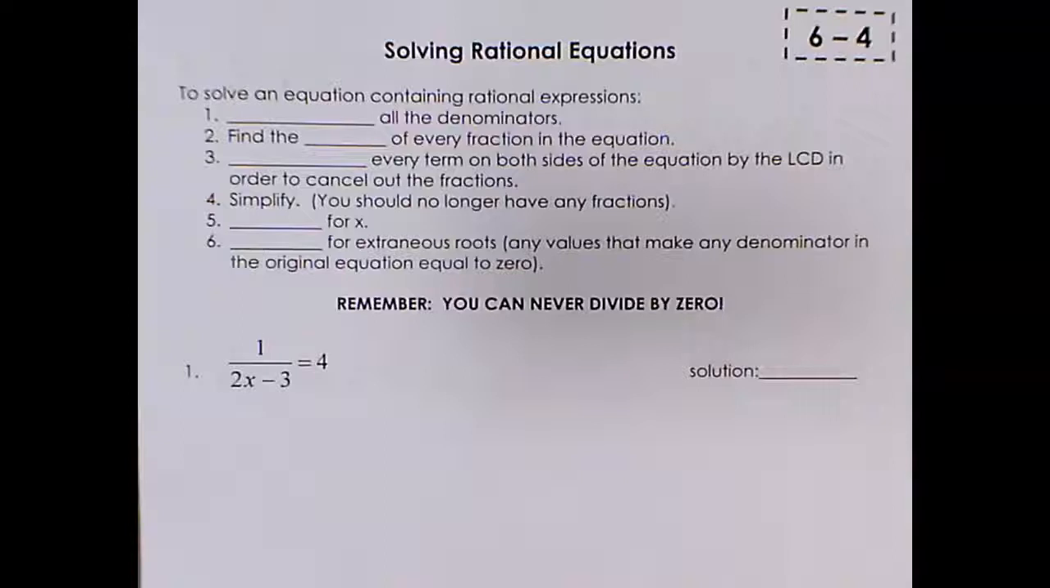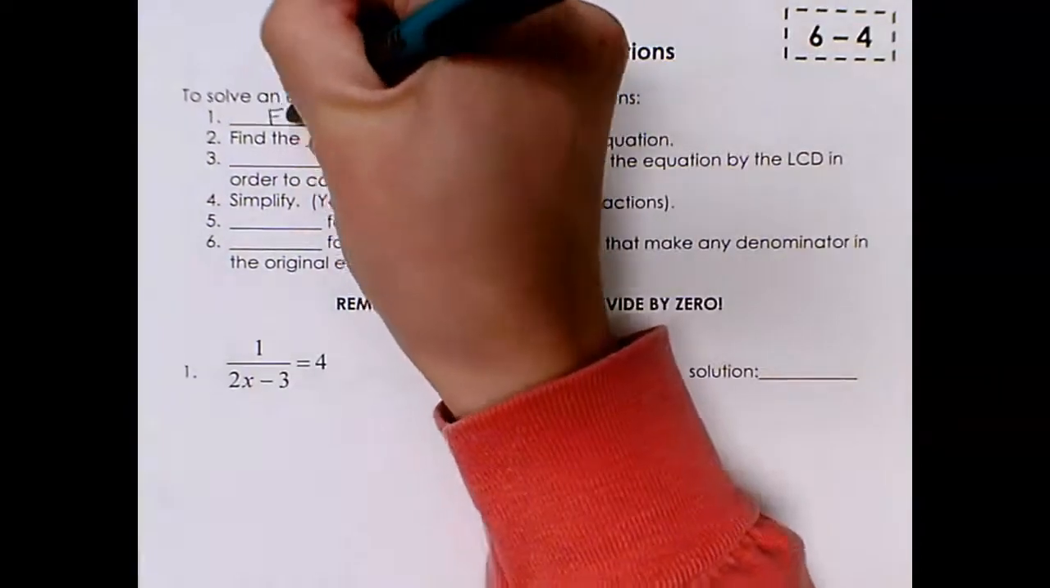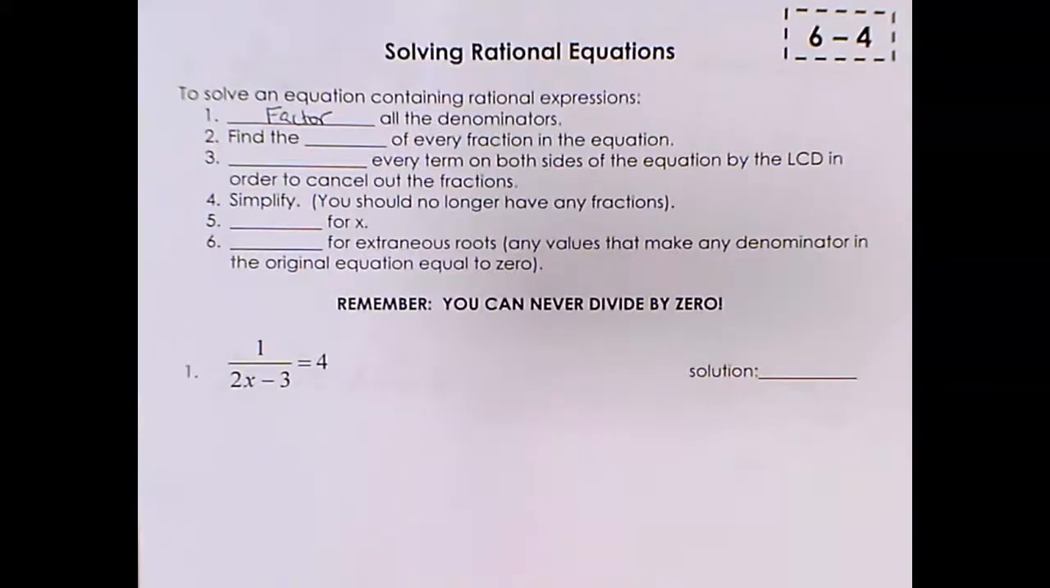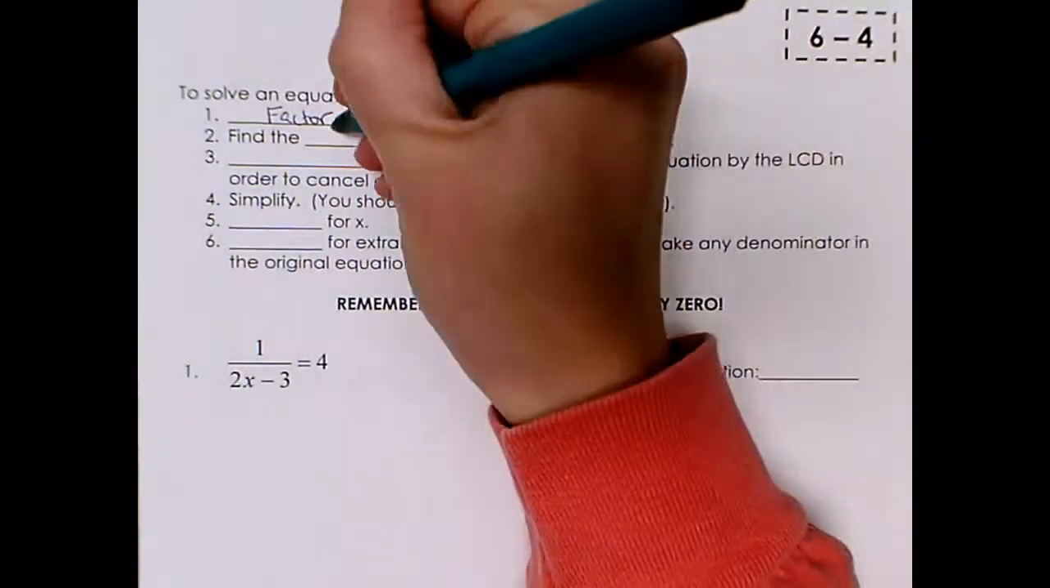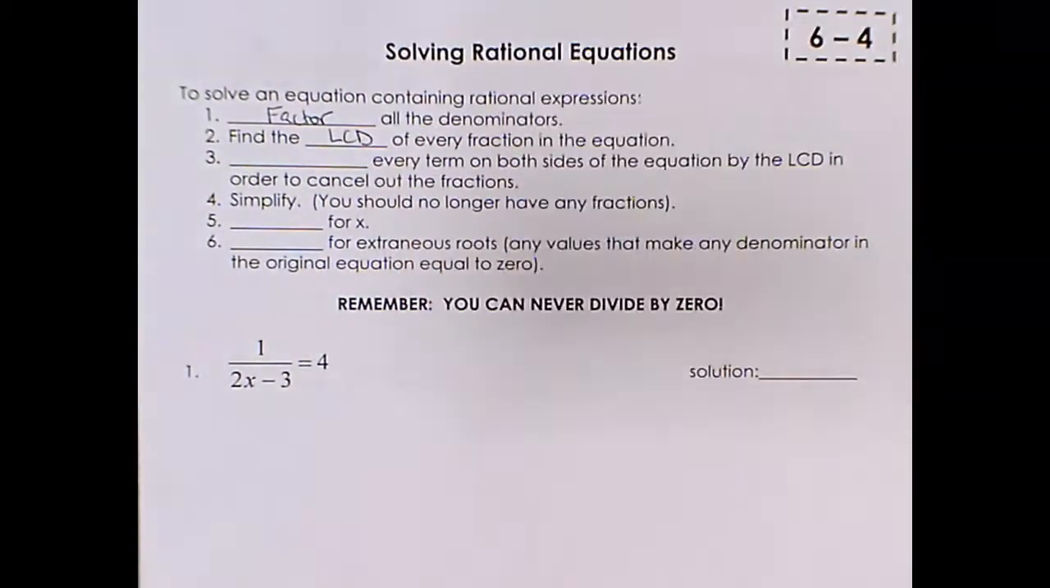Hi everyone. Today we have our last topic that covers rational expressions and equations. And the topic today is how to solve equations that have rationals in them, so solving rational equations. In order to solve an equation containing rational expressions, you need to use all of the knowledge that you had from the last lesson and factor the denominators and find the least common denominator, the LCD, of every fraction in the equation.